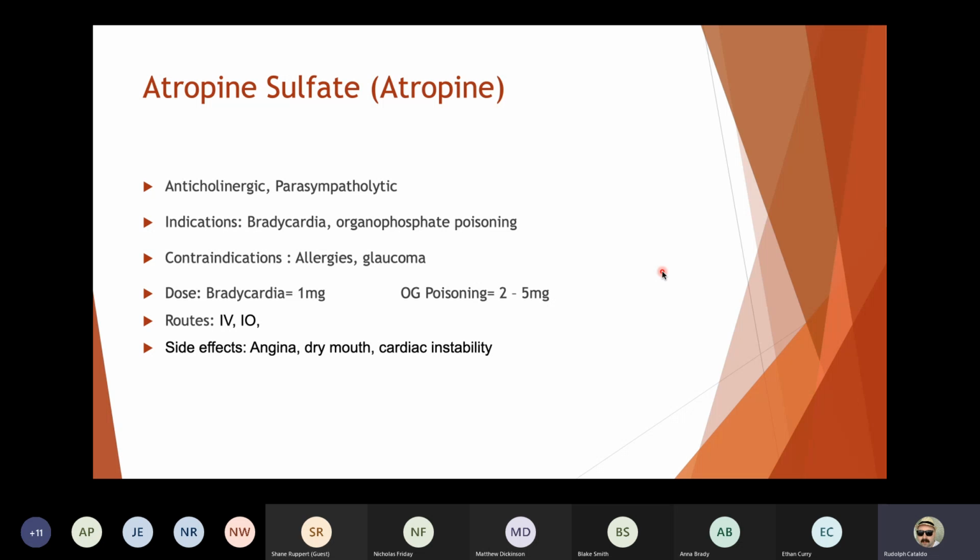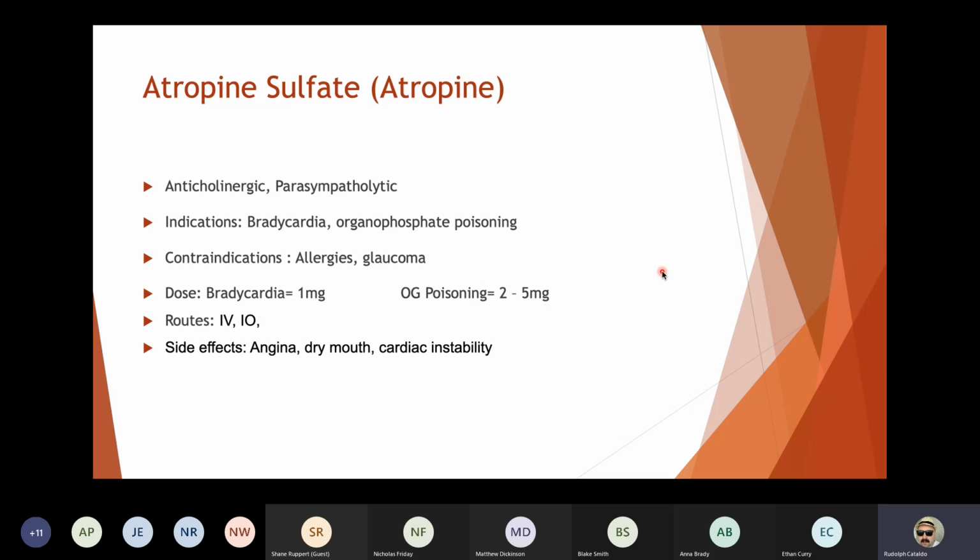And again, something you can think of when we talk about organophosphate poisoning is SLUDGE. So if you start to see the patient crying and sweating and salivating, and there's a potential that they might have been sprayed with something, it's probably organophosphate. IV IO push, some of our side effects, dry mouth, chest pain, and cardiac instability.